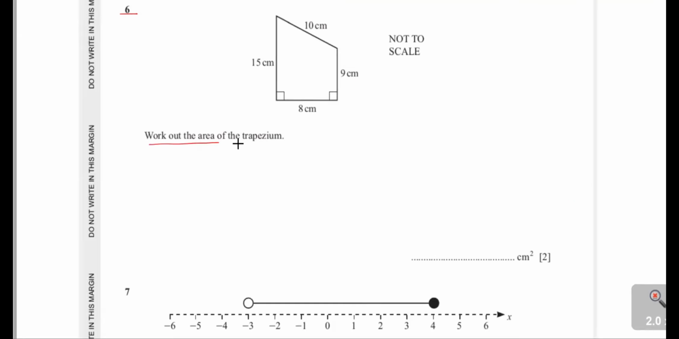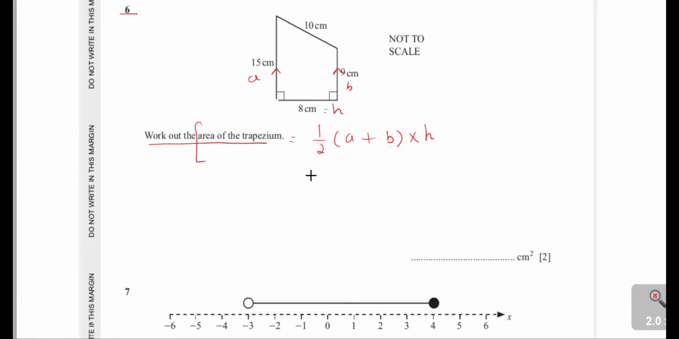Question 6, work out the area of the trapezium. The formula for the area of a trapezium is 1 over 2 times the sum of the parallel sides, and we name the parallel sides A and B. Therefore, the formula is 1 over 2 (A plus B) times the distance between the parallel sides, and this is H. Look here, this is A and this is B, because these are the two parallel sides. The distance between the two parallel sides is 8.